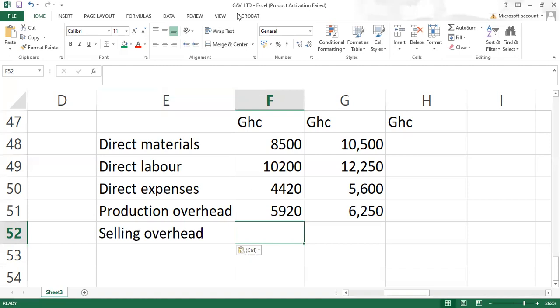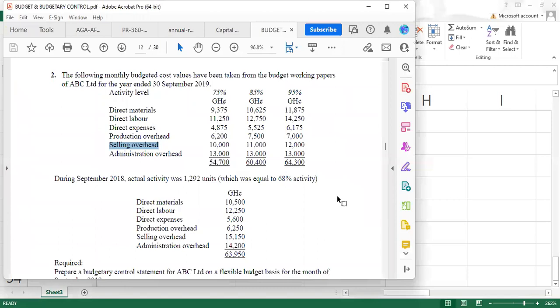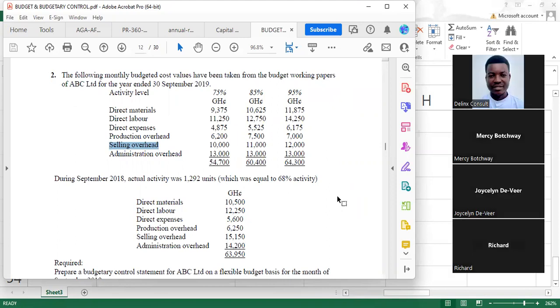How do we calculate total cost? I'm even lost from the labor, because I'm the only person who calculated and I didn't get that 150 that they used to multiply. How did you calculate it? I did 14,250 minus 11,250, divided by 95% minus 75%. Then what did you get? I had 120. Redo it again.